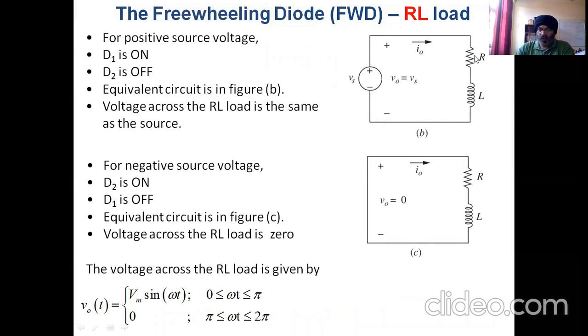So this circuit will be an equivalent circuit. Now the voltage across this RL load is exactly equal to the voltage over here, because there is nothing in between, so no voltage drop. As per KVL, the supply voltage is exactly equal to the voltage dropped at the load. So VO at the output is equal to VS at the input.